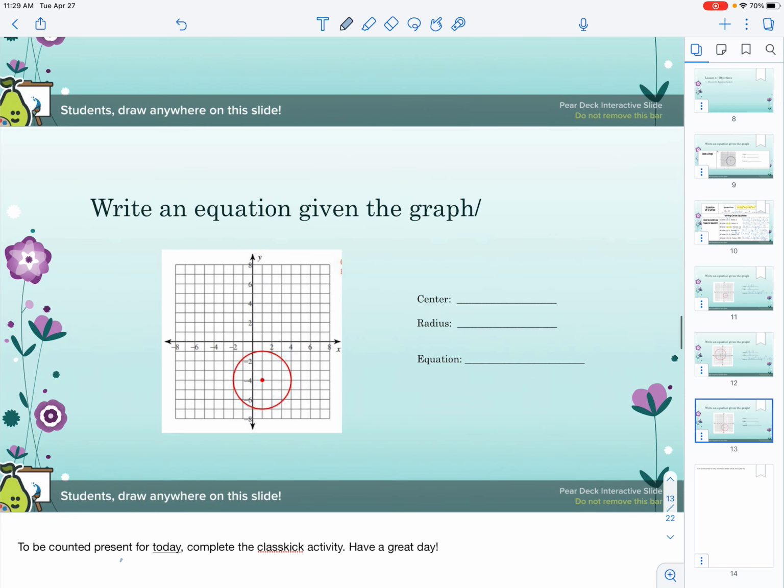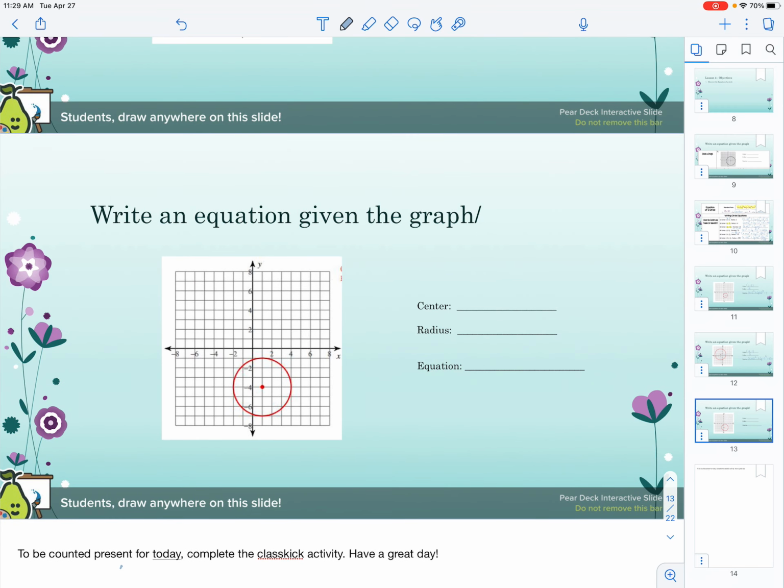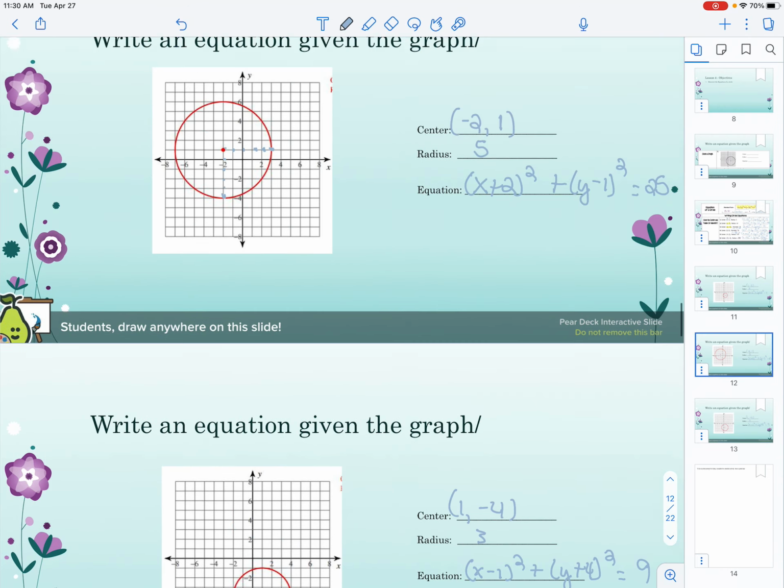The last one, again, we're going to find our center. Our center is 1, -4. Our radius, 1, 2, 3. And so our equation would be x minus 1 squared plus y plus 4, because we do the opposite, and that's going to equal 3 squared, 9. So that's what we did today.